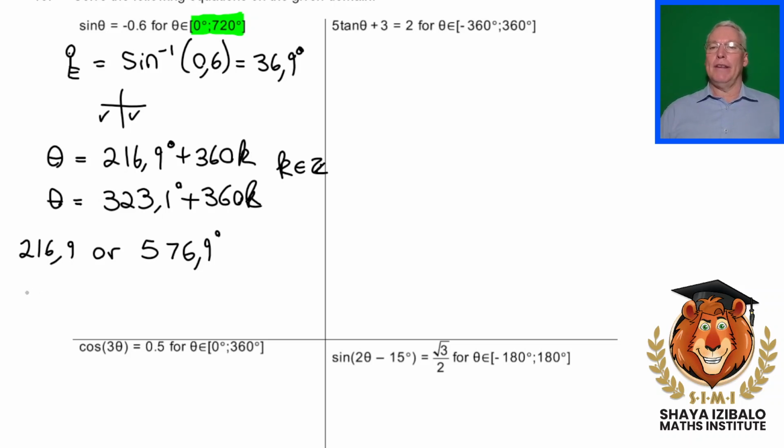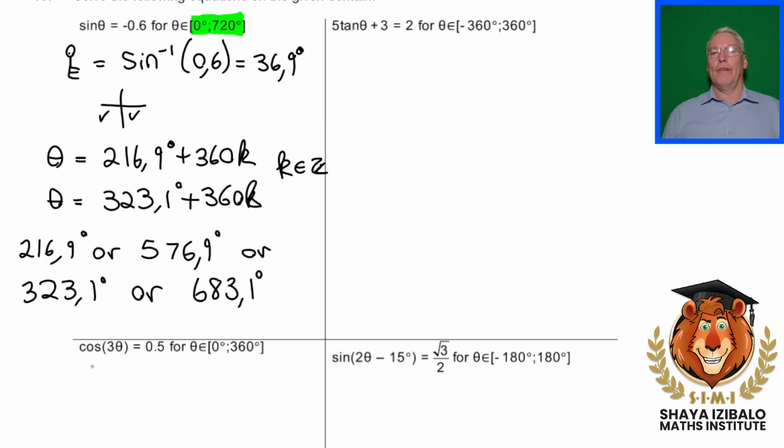Now, for the other one, k being 0 gives us 323,1 degrees. Or if k is 1, we add 360 and get 683,1 degrees. And those are the 4 answers. Those are all of them. There are no others.